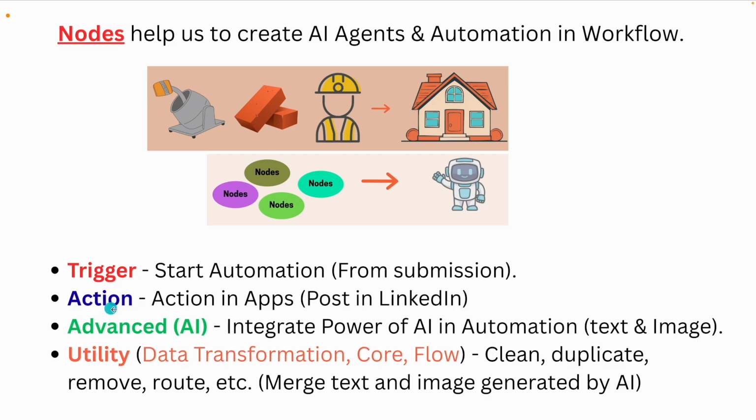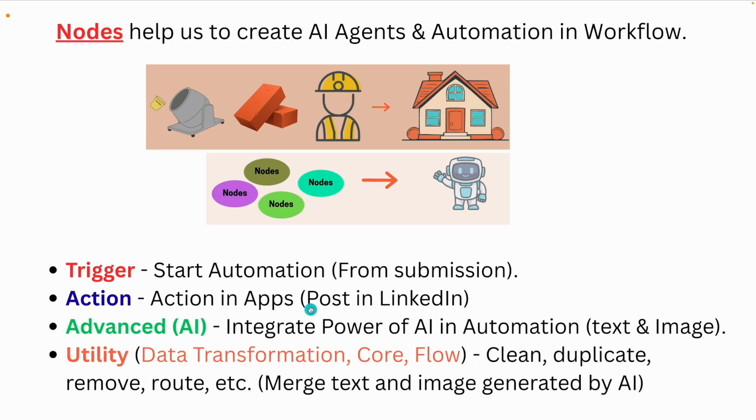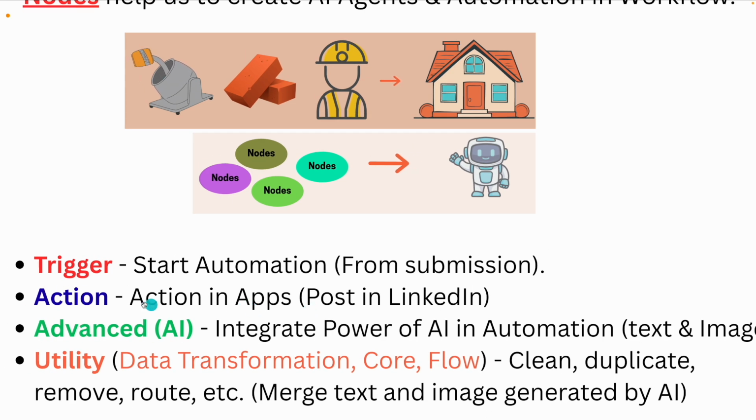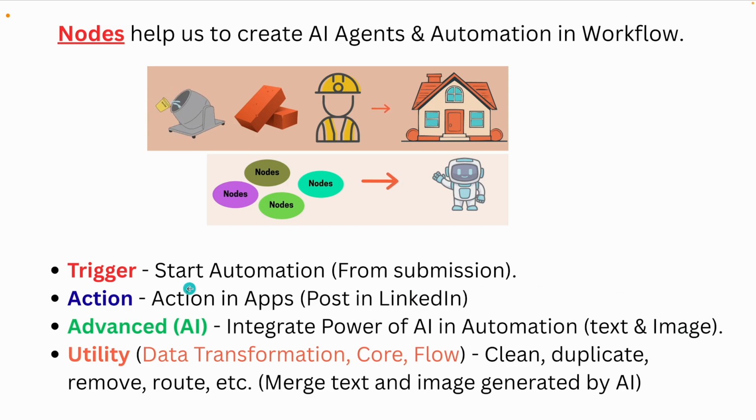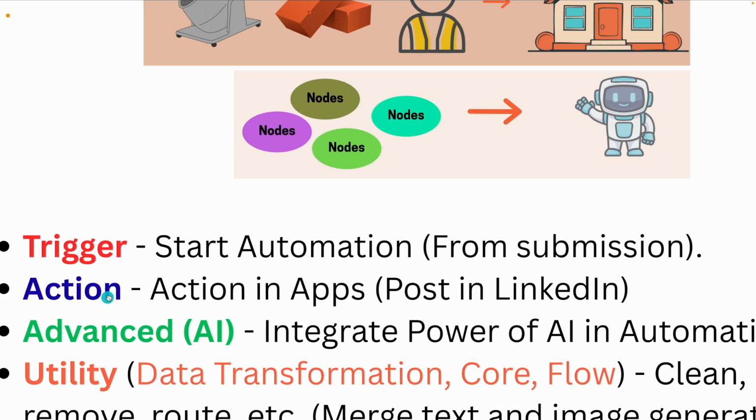Another one is the action node. Action means what action you want to perform. Action nodes are basically implemented inside apps. So let's say you want to use any app like Gmail, OpenAI, Airtable, or maybe LinkedIn, so the action node will always be applied on the app.